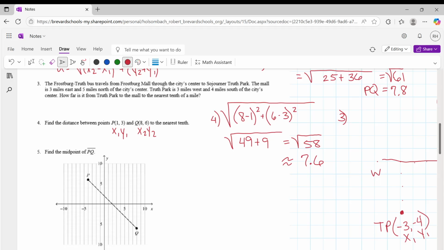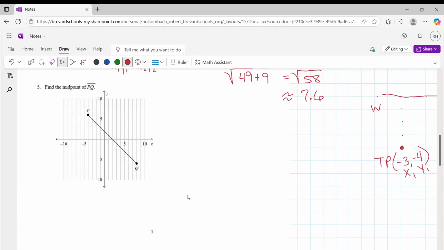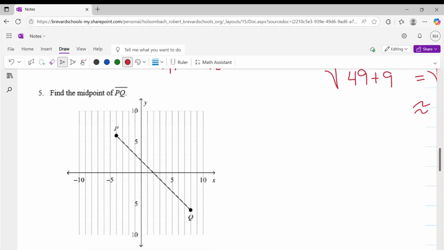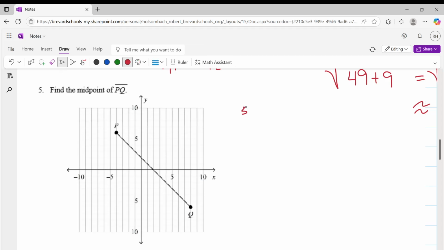All right, and then number 5. Let me blow this up for you. Number 5 will look like this on your quiz tomorrow. Actually, it's on a coordinate plane, and you'll be able to see the horizontal lines. So you're asked to find the midpoint. So we're adding and dividing by 2.